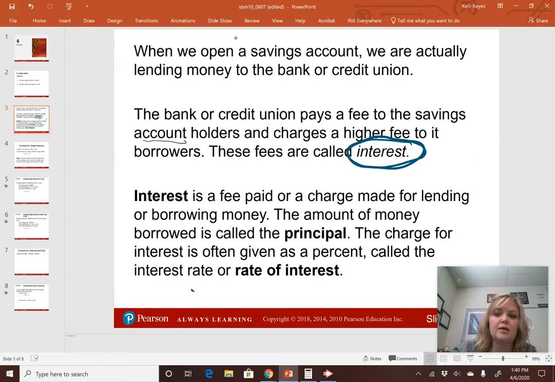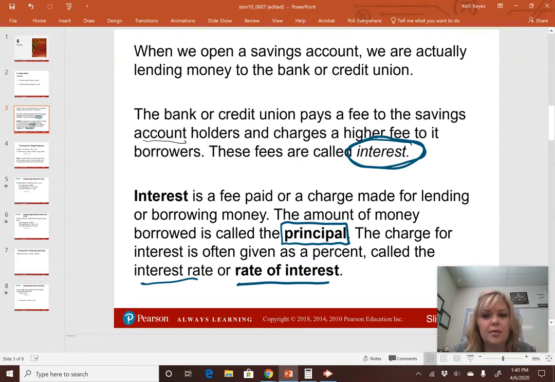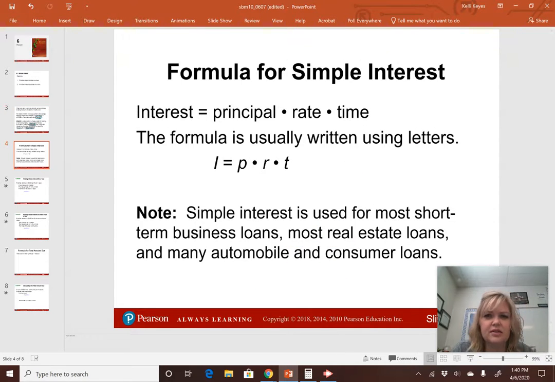The amount of money that you borrow or that you initially put in, depending on what it is, is referred to as the principal. The charge for interest is often given as a percent, and it's called the interest rate or the rate of interest. You want to make sure you always put that as a decimal. So, the formula to find simple interest.